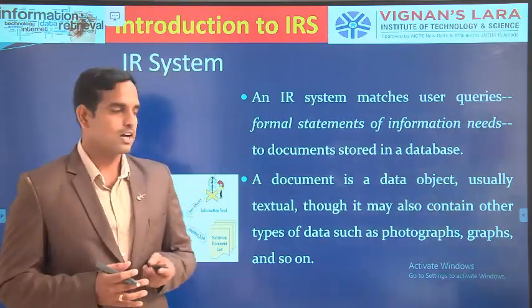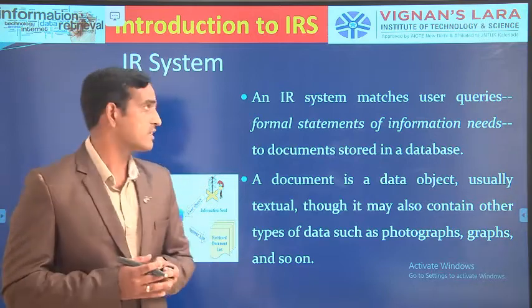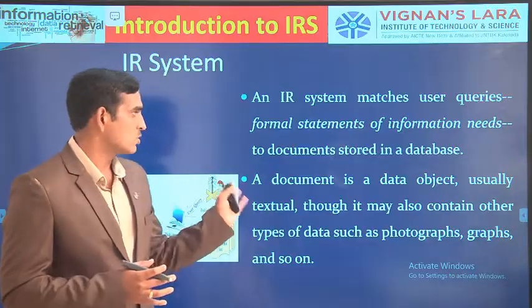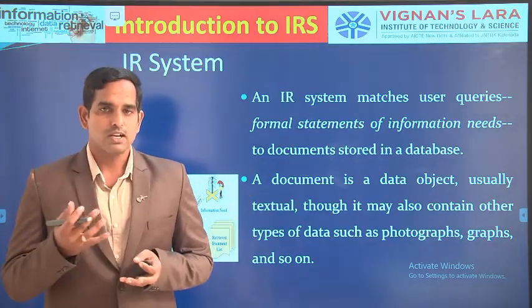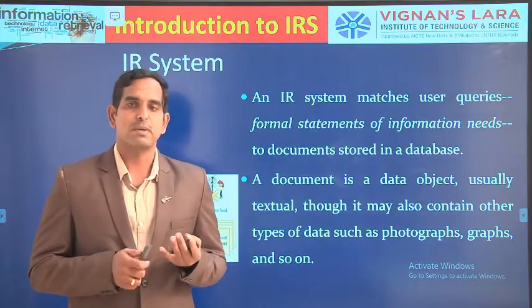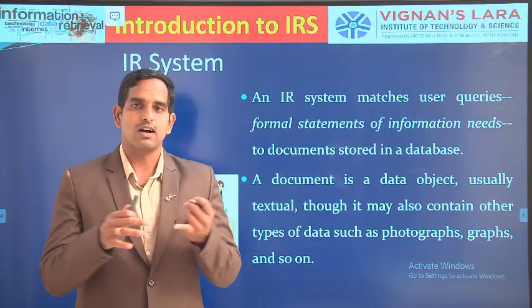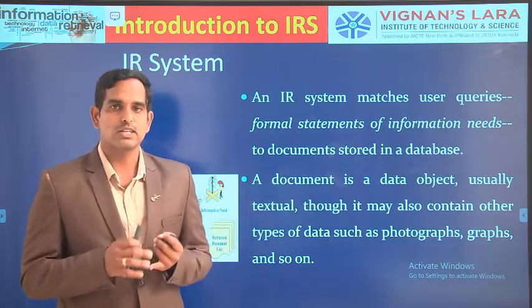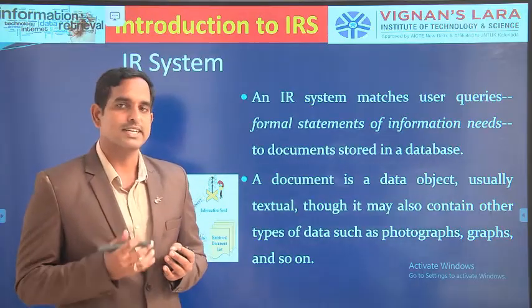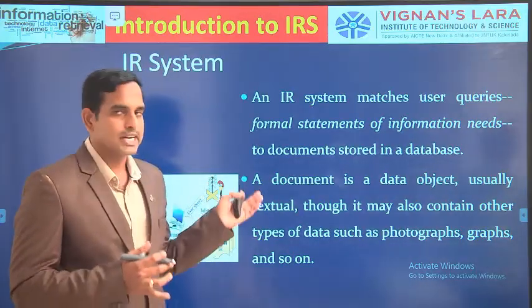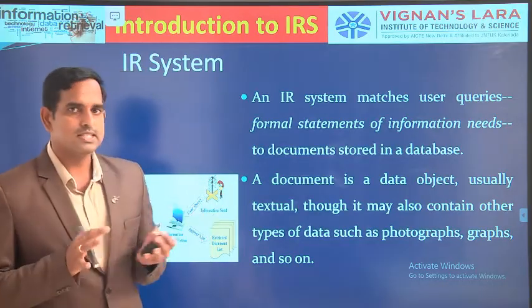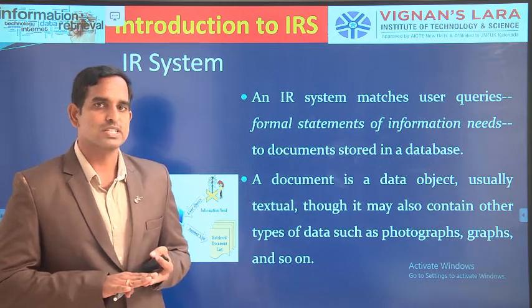In the last session, I already told you what an information retrieval system is. An information retrieval system matches user queries to documents stored in a database. As I already told you, it usually involves three parts. The first part is collecting all the data into one place and storing it in one database. The second part is managing that database. And the third part is retrieving from the database, or accessing the documents in it. All these three parts constitute your information retrieval system.